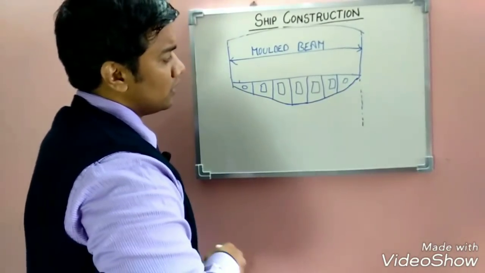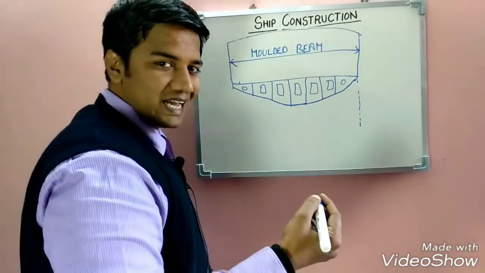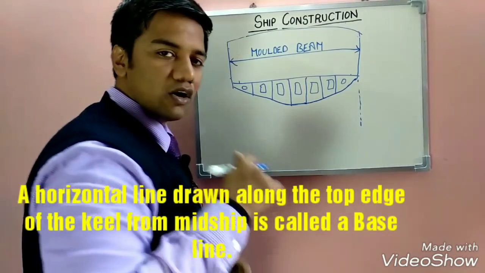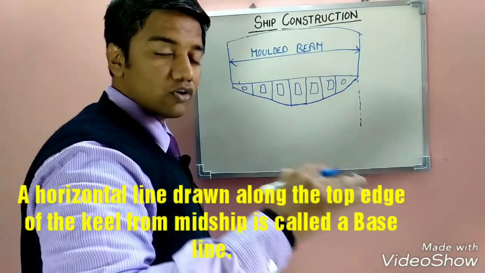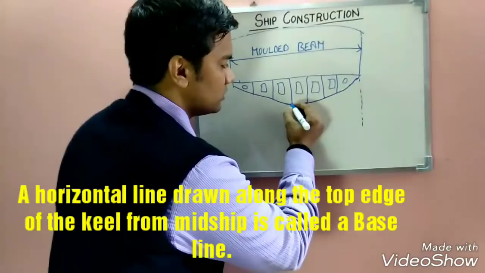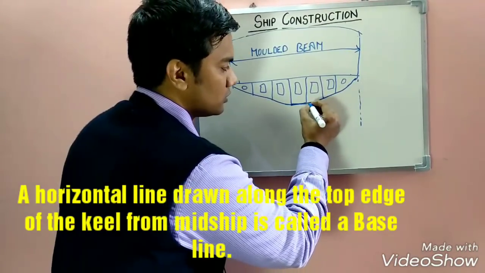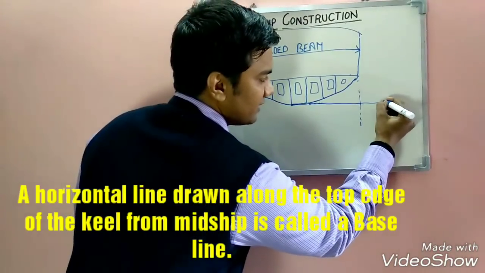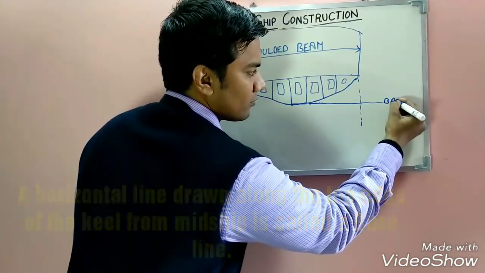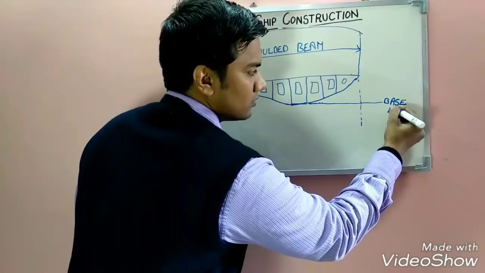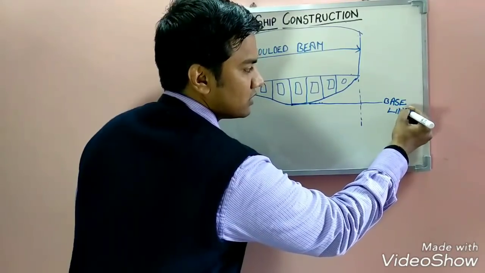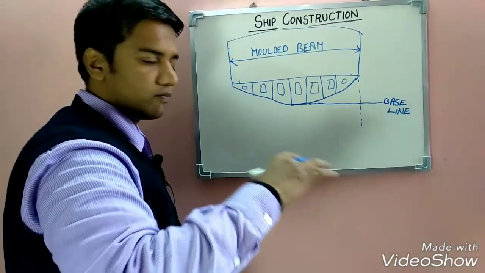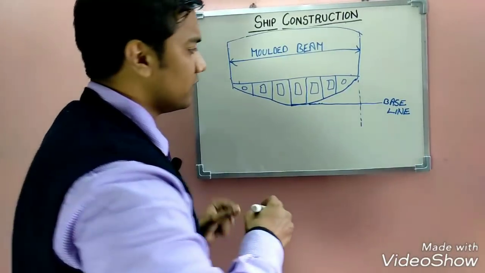Now, what is baseline? Baseline is the horizontal line which is drawn on top of the keel plate. So, considering this as the keel plate, the line which is drawn from here is your baseline. So, baseline is the horizontal line drawn from the top of the keel plate.